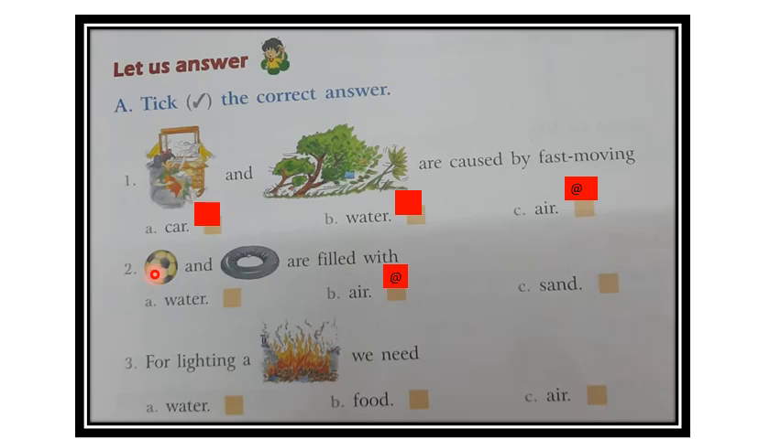Okay, children. Now number 2. Football and tubes are filled with. The answer is air. I have already done a tick mark here. First option is water. B is air and C is sand. Now the answer for this second one is B, air. So here you have to put a tick mark in B.